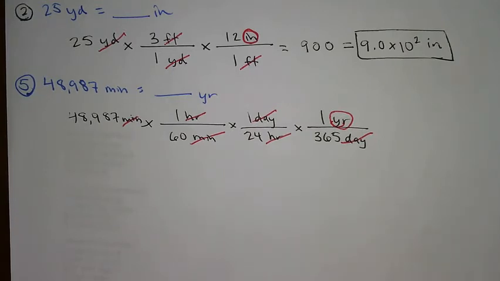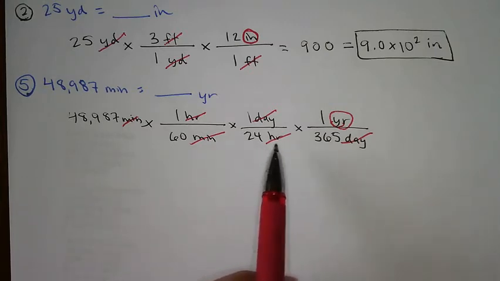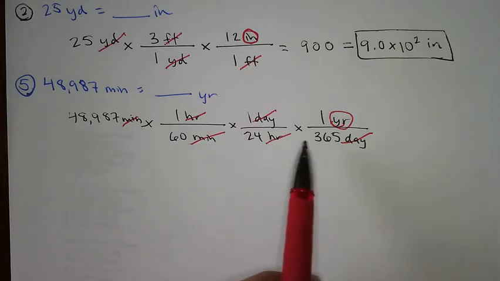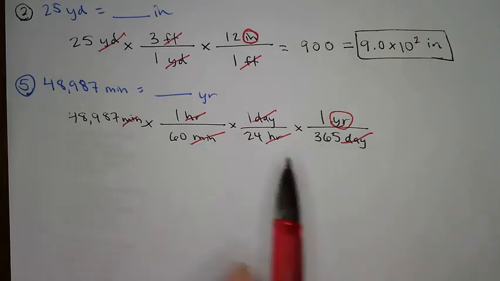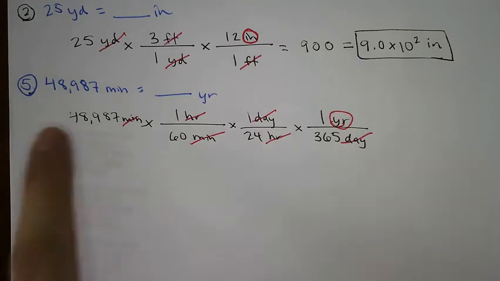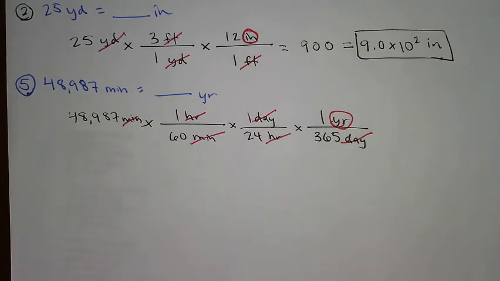I have just set up my problem, and it's going to tell me what kind of math I need to do, whether I need to multiply or divide. In this case, all my equivalencies, all these numbers that are not 1 are on the bottom, so I'm going to divide by every single one of them. I get to keep 5 sig figs, which is a lot of sig figs, so good on me.